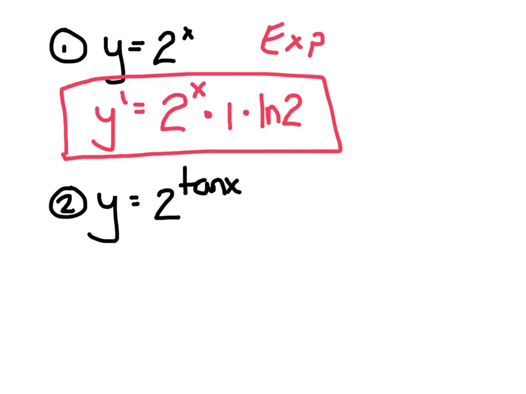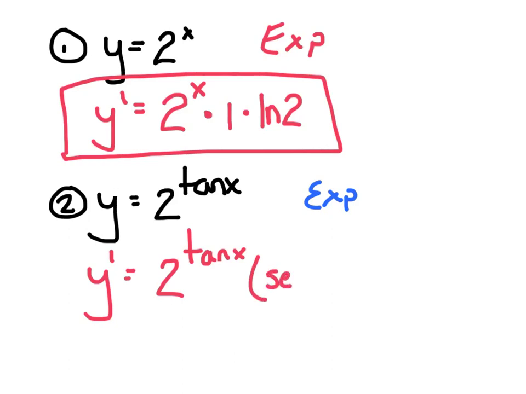Example 2, same idea. Again, does exponential spit out at you? You have a number, a constant, raised to a variable. X is clearly a variable, tangent x. So just follow the rule. Leave it alone. Derivative of the exponent, so times secant squared. And then, of course, times the ln of the base, ln of 2.